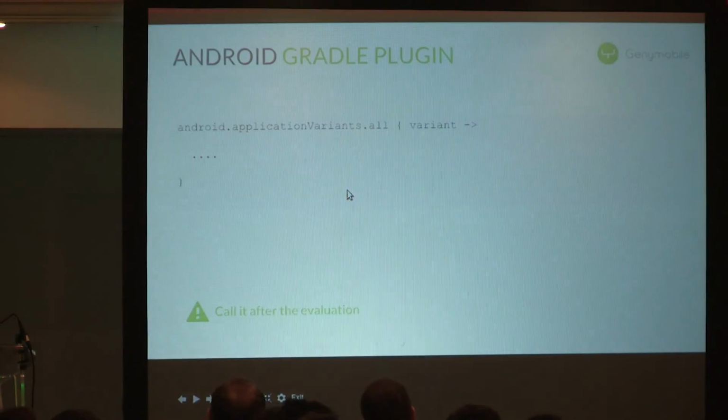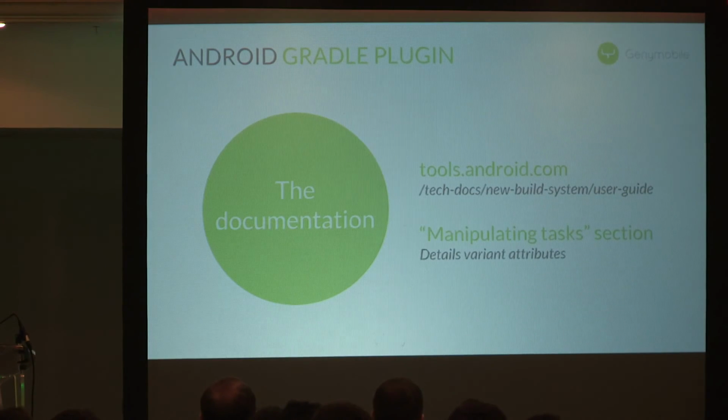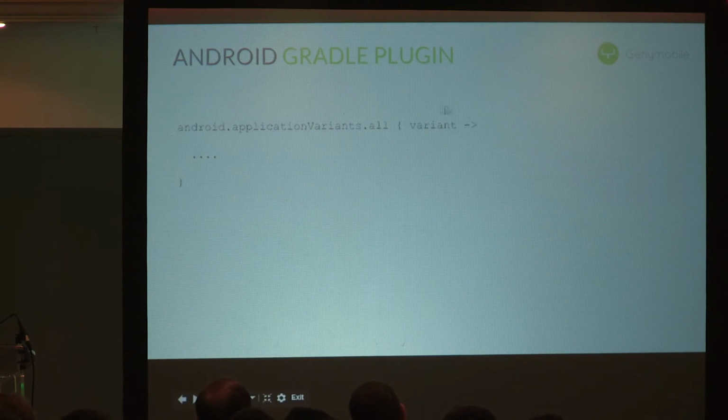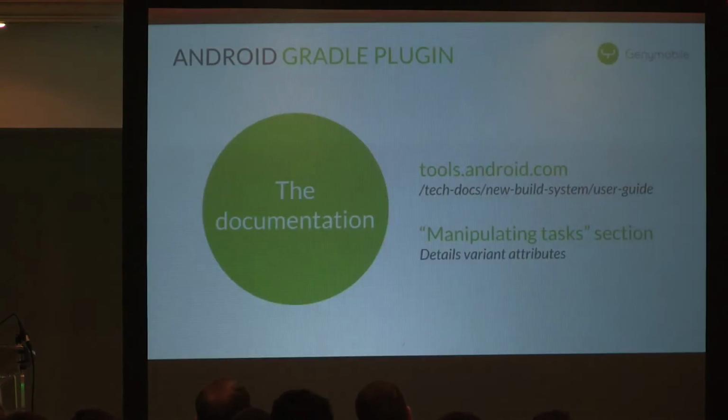And this is also part of the documentation. Okay. So here is the link to the documentation. There is a dedicated section called manipulating task, and there are very interesting details with tables where you can find all the properties that you have in this variant. So this variant has properties. You can find a lot of information to interact with the plugin.